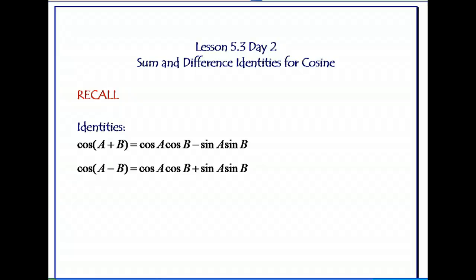All right, this is lesson 5.3. This is day 2 of it. We did day 1 previously, and now we're going to pick up just a little bit, 2 problems that are very, very tricky. All right, in day 1, we learned these sum and difference identities for cosine.